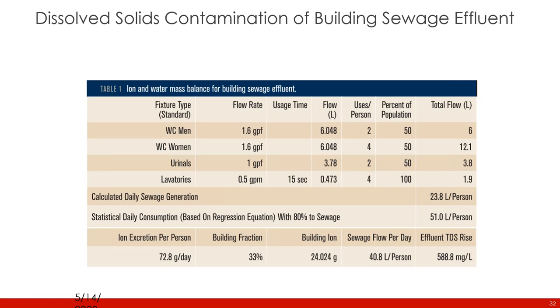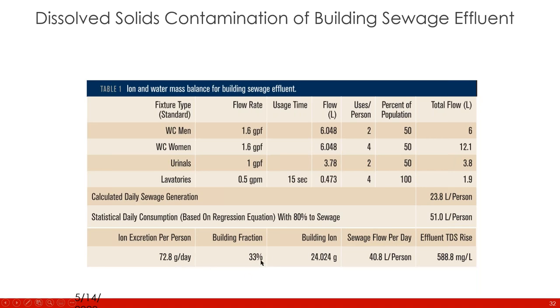So it may be standard table salt, which is sodium chloride. A major component of human salt excretion is bicarbonate. So we have calcium bicarbonate and sodium bicarbonate. Also includes a little bit of sulfates, carbonates, various things coming from human beings, depending upon what they eat. But this is 72.8 grams per day.